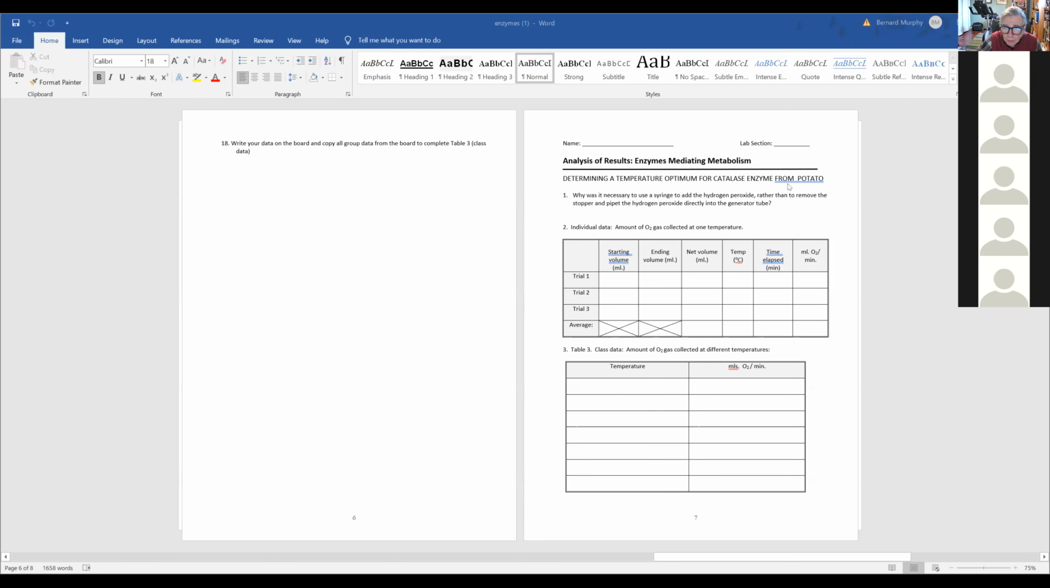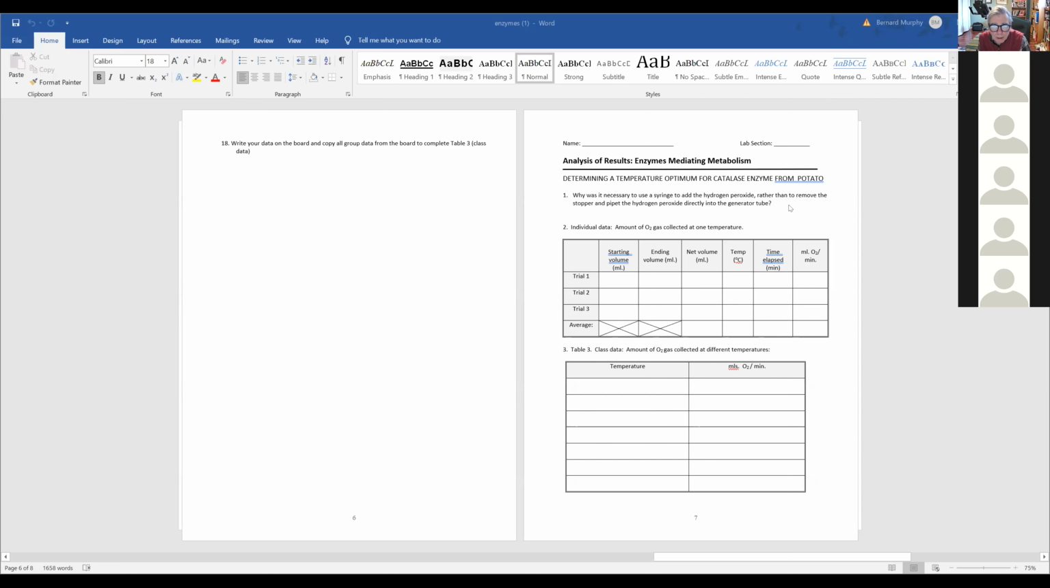So the first question here, determining a temperature optimum for catalase enzyme from potato. Why was it necessary to use a syringe to add the hydrogen peroxide rather than to remove the stopper and pipette the hydrogen peroxide directly into the generator tube? In other words, you got this sealed system. Why not just pipette in the hydrogen peroxide and then close it and then capture the oxygen?